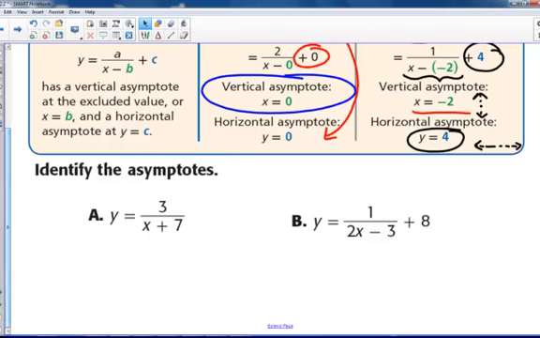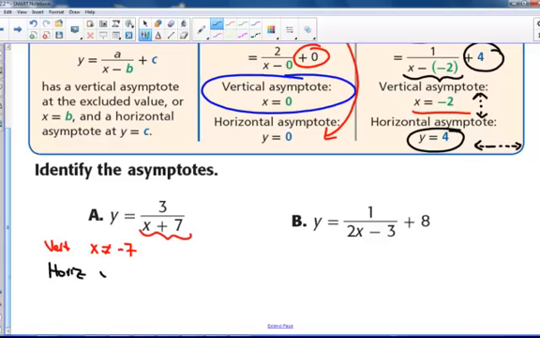So we're going to identify these asymptotes. So my vertical is x will never equal negative 7. If it did, the denominator would be 0. My horizontal is that y will never equal 0. There's nothing added here, so since this part will never equal 0, y will never equal 0.